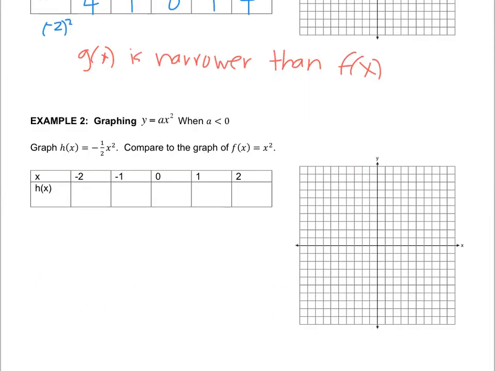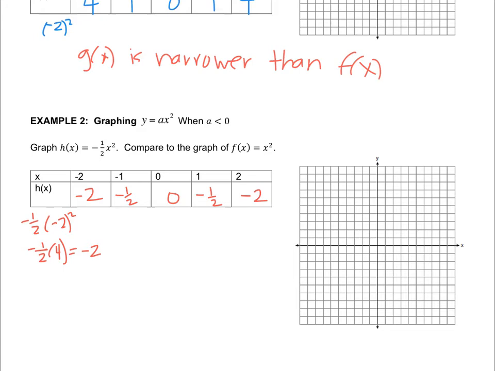Okay, let's do another one. Now we've got the graph h of x equals negative 1/2 x squared. So a little more complicated with the order of operations, but nothing that we can't handle. Negative 1/2 times negative 2 squared is negative 1/2 times 4. So that is negative 2. Why don't you pause the video and see if you can fill in the rest of the table on your own. All right, there's my table.